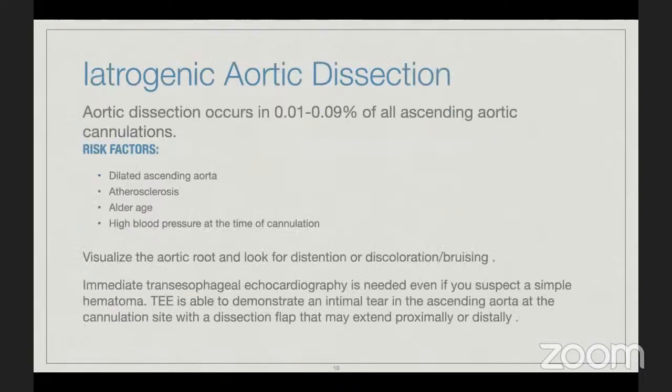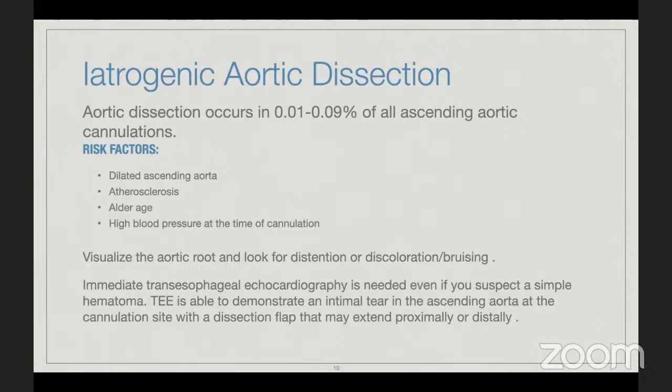So in case of iatrogenic aortic dissection, aortic dissection occurs in 0.01 to 0.09% of all ascending aortic cannulation cases. The risk factors for this scenario are dilated ascending aorta, atherosclerosis, elderly patient, and high pressure at the time of cannulation. First, you need to visualize your aortic root and look for any dissection, discoloration or bruising. Immediately ask the anesthesia to perform TEE if you suspect any dissection. TEE is able to demonstrate an intimal tear in the ascending aorta at the cannulation site with the dissection flap that may extend proximally or distally.